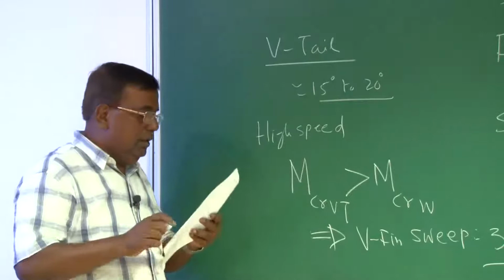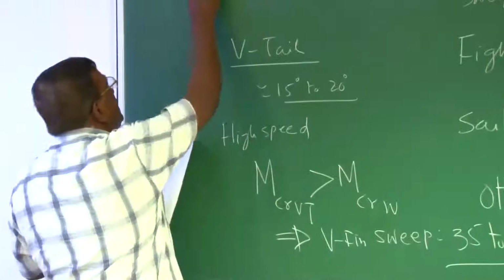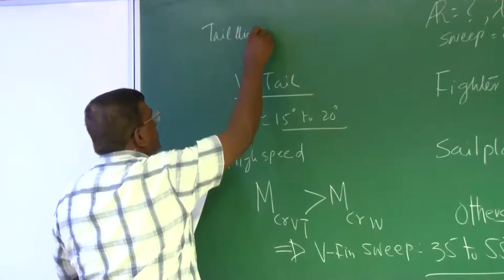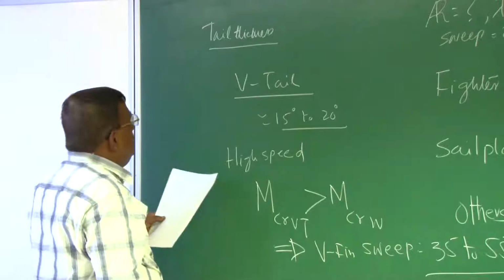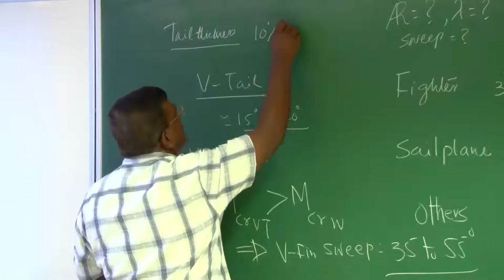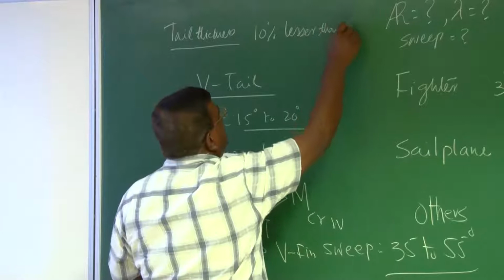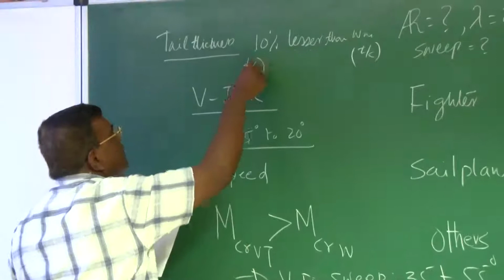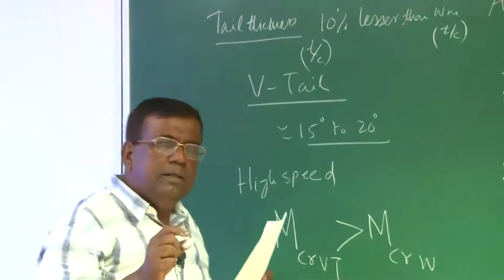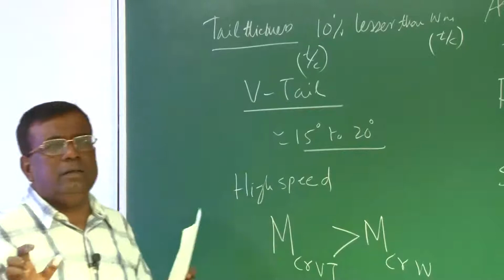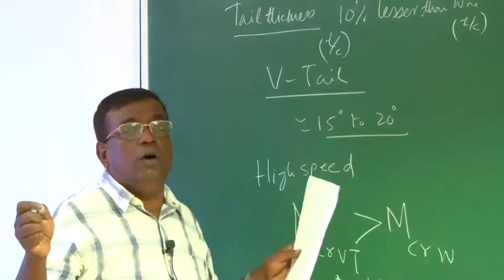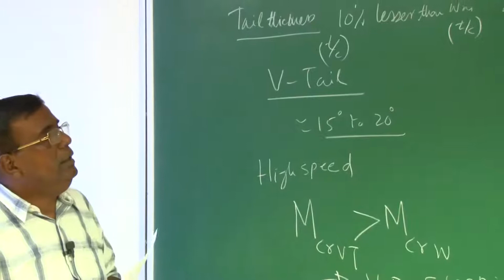Another part we will see, as far as thickness ratio is concerned, typically tail thickness will be roughly 10% lesser than wing T by C. I'm talking about T by C, right? So T by C will be 10% thinner as compared to T by C of the wing, in general feeling. But not the maximum thickness, because maximum thickness depends upon the chord. I'm talking about T by C, right?